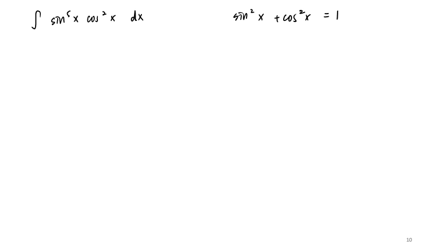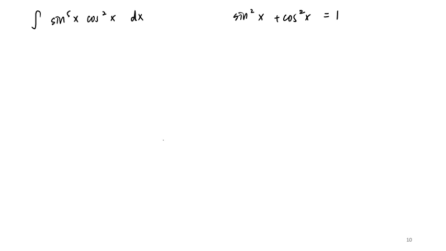So here, if you want to substitute cos squared x in terms of sine x, then you will be left with just sine x, so it's going to be difficult for you to manipulate the integration. So what we're going to do is break down the sine to the power of 5 into sine 4 and sine 1.